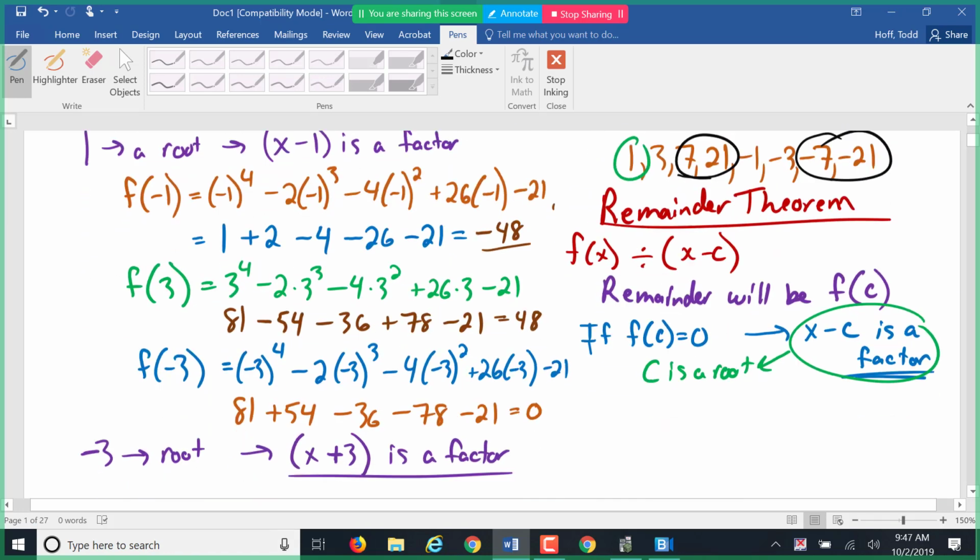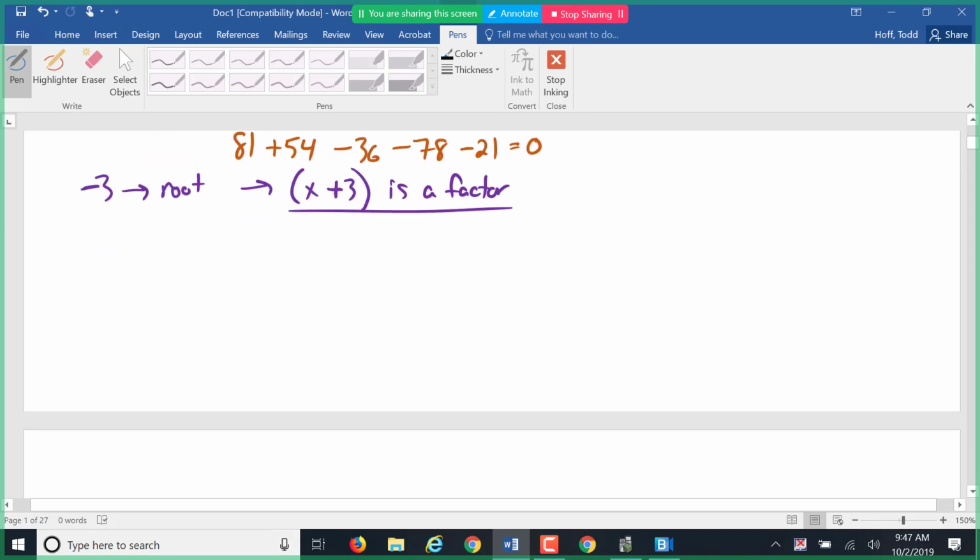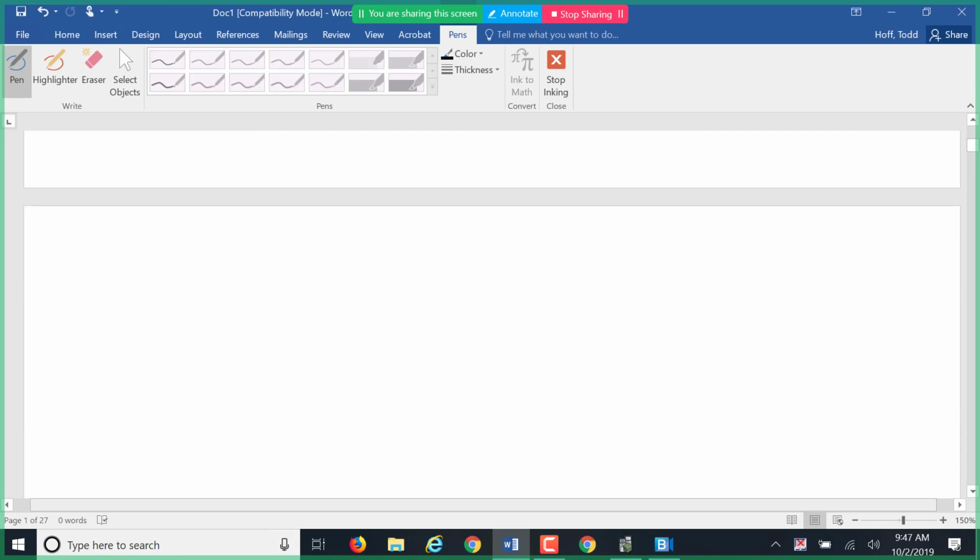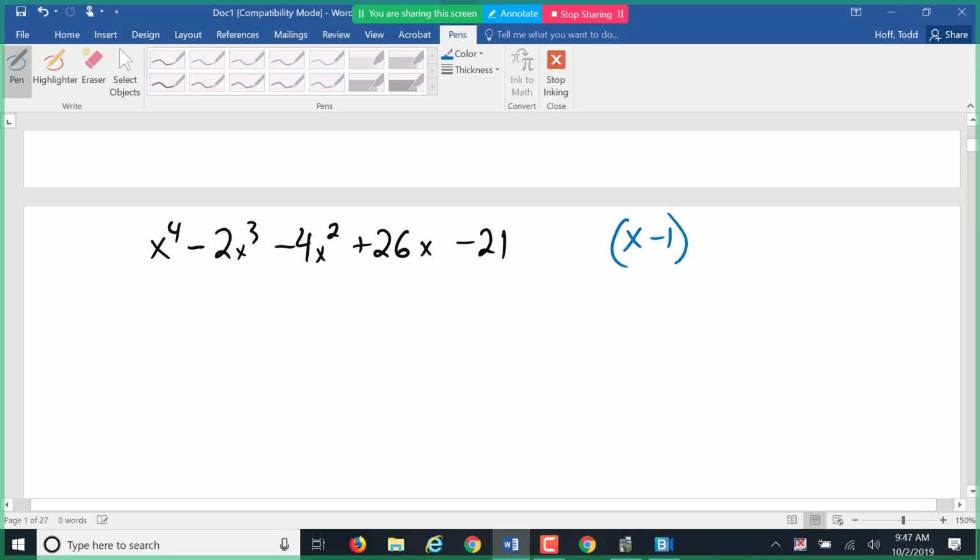Let's simplify our expression. I'm going to scroll down the screen here. We have x to the fourth minus 2x to the third minus 4x squared plus 26x minus 21. And I have factors of x minus 1 and x plus 3 that I'm going to divide out. So I'm going to use my synthetic division. I'm going to put 1 here, and my coefficients, positive 1, negative 2, negative 4, positive 26, and a negative 21.